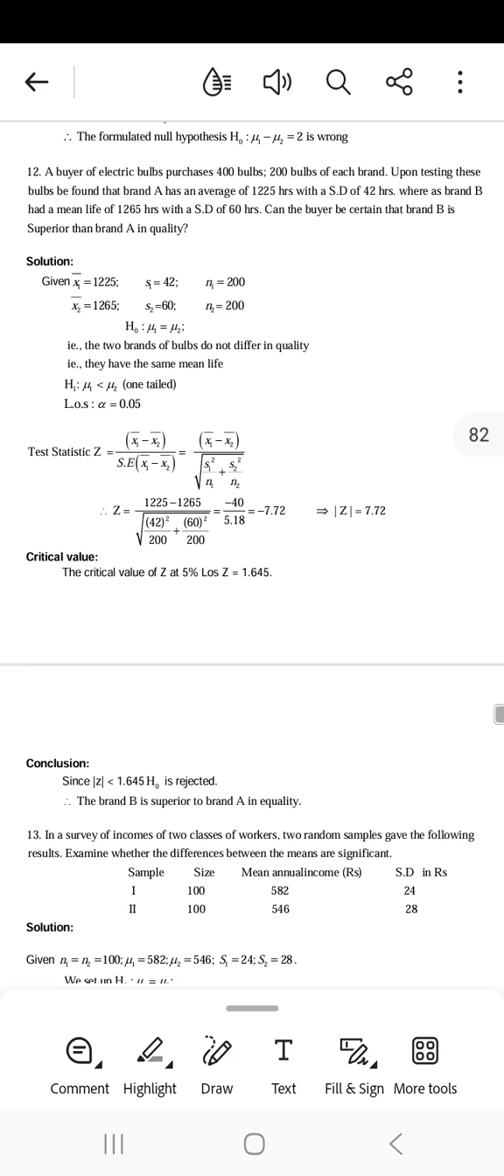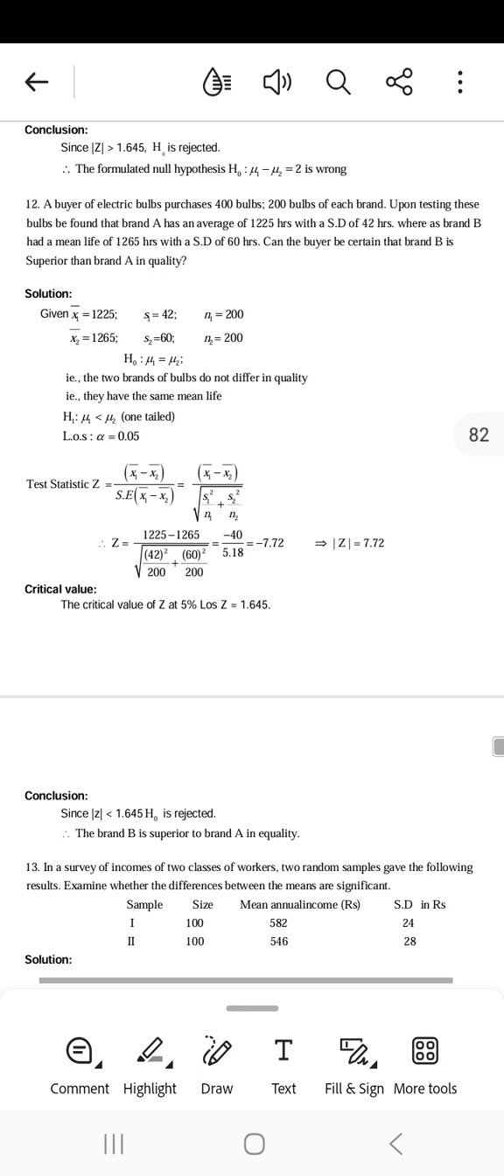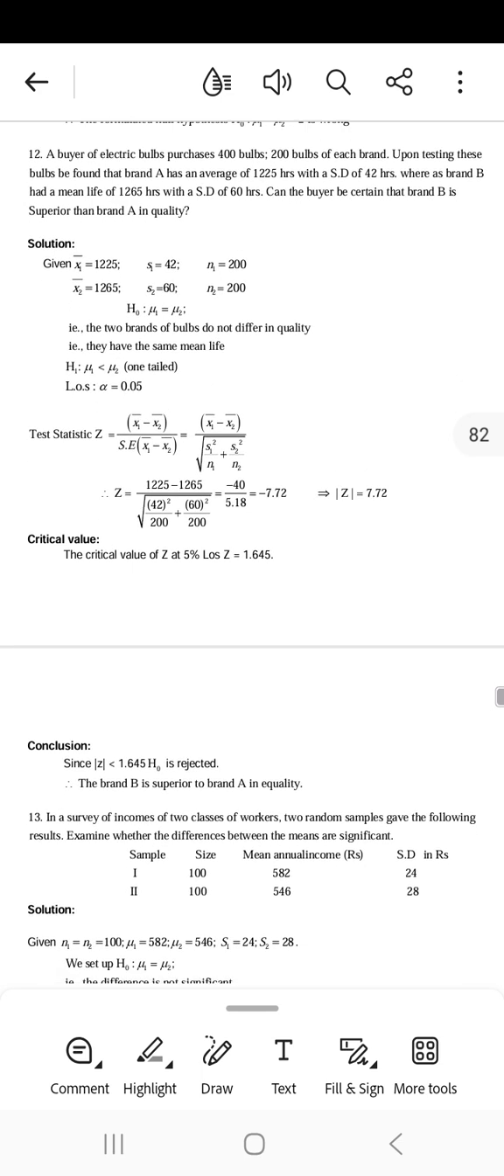First, choose the null hypothesis. The null hypothesis means there is no difference between the lifetimes of both brands of electric bulbs. That is, H0: mu1 equals mu2. That is, the two brands of bulbs do not differ in quality, that is, in lifetime. They have the same mean life.